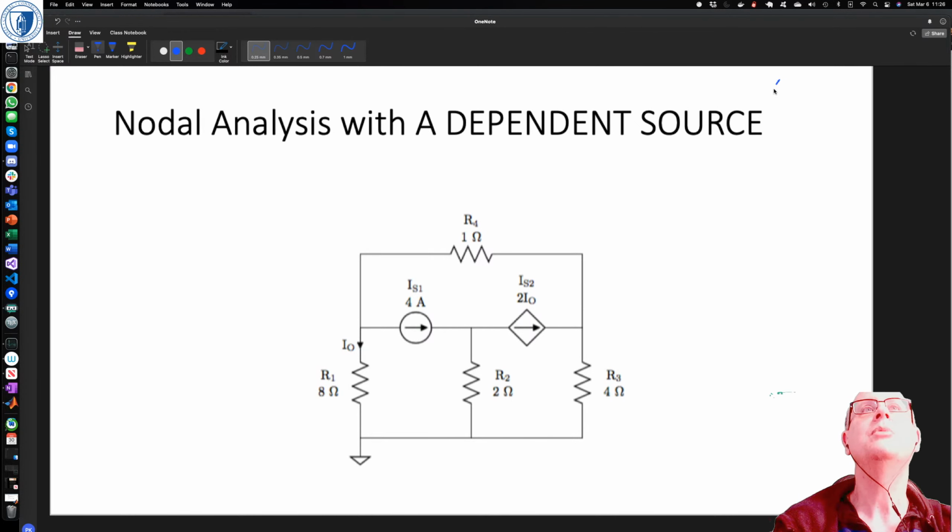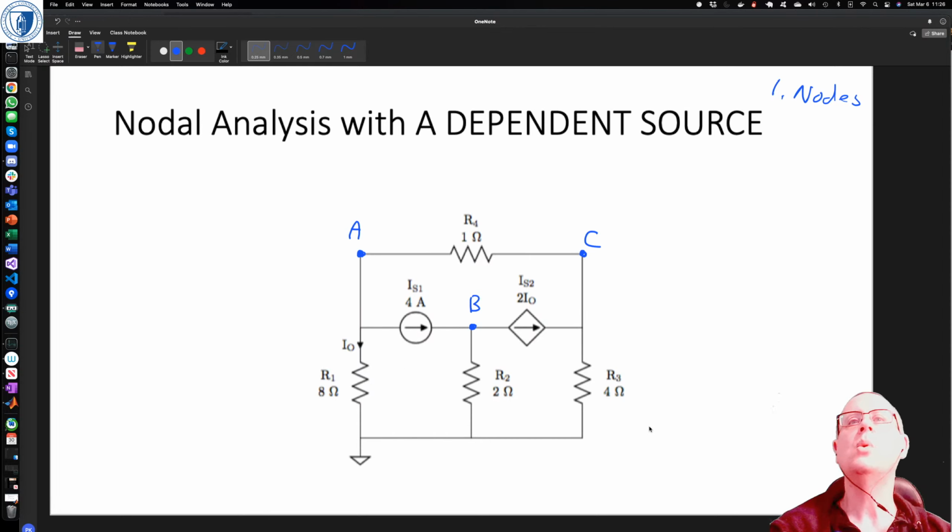So first up, we have to define the nodes. What's the best way to label these? Let's go with node A, and let's go with node B, and let's go with node C. And then everything else is either part of one of those nodes or the reference node.